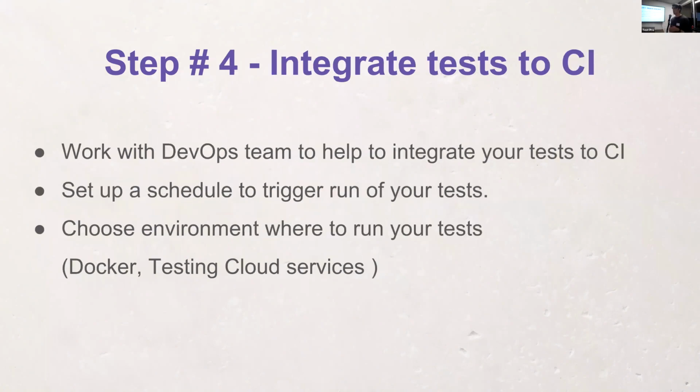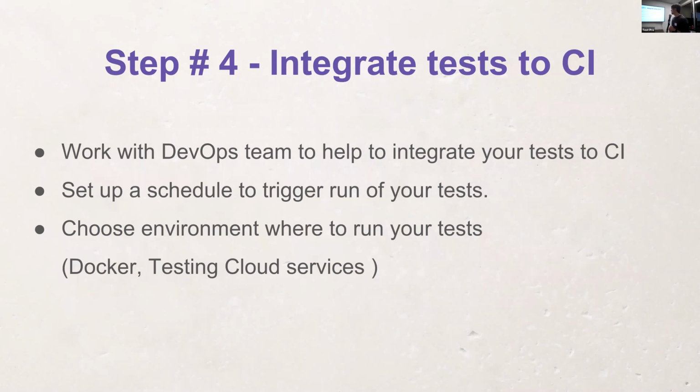Step number 4, after you have a framework and after you have a test, it's time to integrate to CI. Why do you need to integrate to CI? CI helps you to run your tests, maybe on a schedule, or you can also set some kind of hooks. Let's say after your developers create a release branch, you can set a hook in Jenkins or any other CI tool to start running your tests automatically.